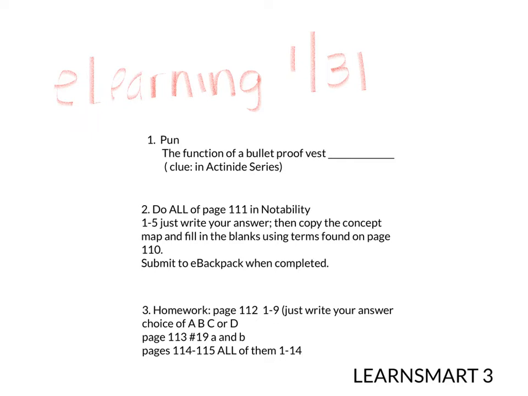When you have that done, I want you to do all of page 111 in Notability. So that's a study guide page, since we are at the end of chapter 3. You'll fill in the blank for 1 through 5. Just write your answer on the Notability page. Then you have to create the concept map and fill in the blanks using the terms that you find on page 110. All right, you must use the terms from 110. Don't use any other terms. You'll find everything you need there.